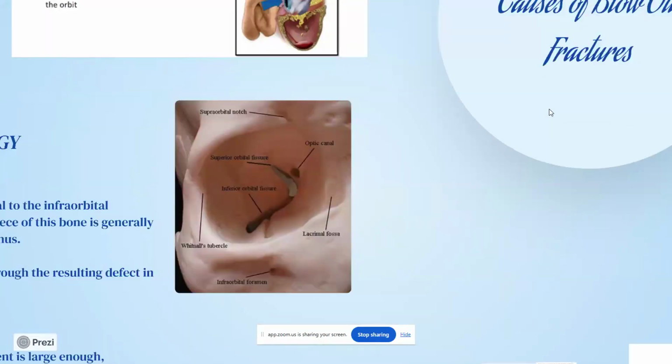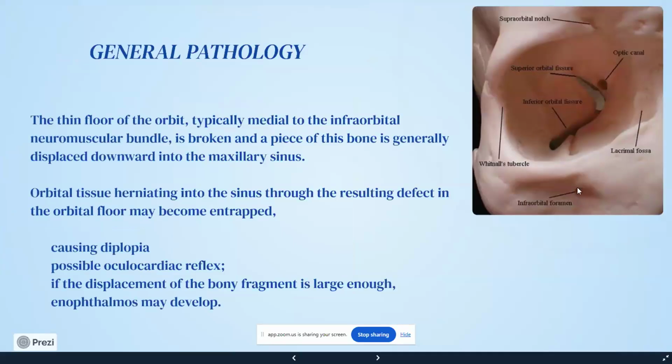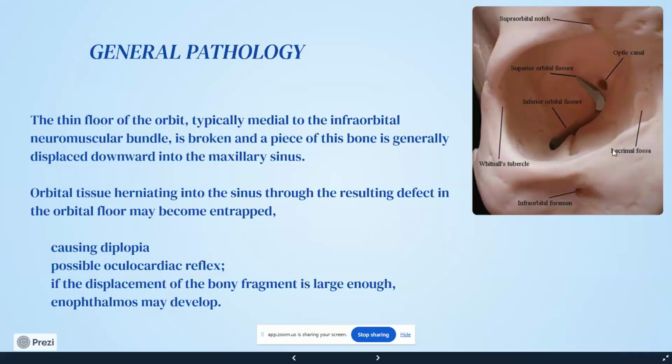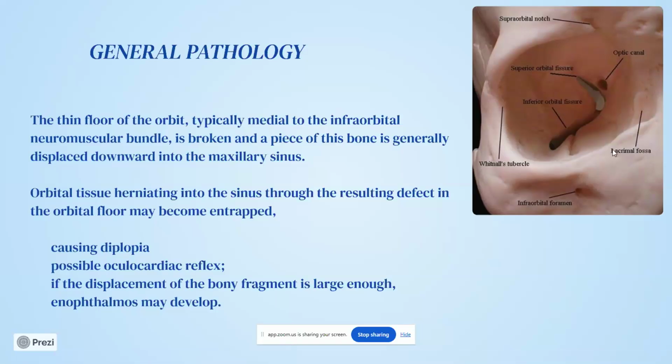As I was talking about the thin bone, this is the infraorbital foramen, wherein there is the infraorbital neurovascular bundle. Just medial to it, the floor, the inferior wall, is the thinnest. And this is the bone which is generally fractured in the blowout fracture, and it is displaced down into the maxillary sinus. Once it goes down through the defect, the orbital contents herniate into the sinus, which can include fat, orbital contents, or even the inferior rectus muscle.